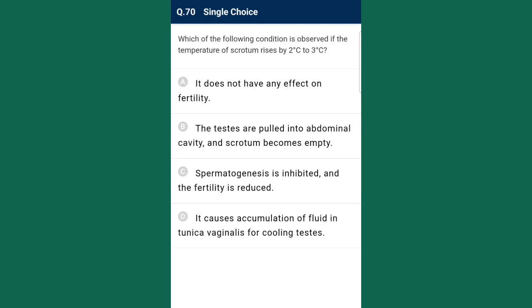Question number 70. Which of the following conditions is observed if the temperature of the scrotum rises by 2 degrees Celsius to 3 degrees Celsius? The testes are extra-abdominal and are situated within the muscular pouch known as the scrotum. The scrotum helps in maintaining the temperature of testes 2 to 2.5 degrees Celsius lower than normal internal body temperature, which is necessary for spermatogenesis. So the answer for this question is option C. Spermatogenesis is inhibited and the fertility is reduced.